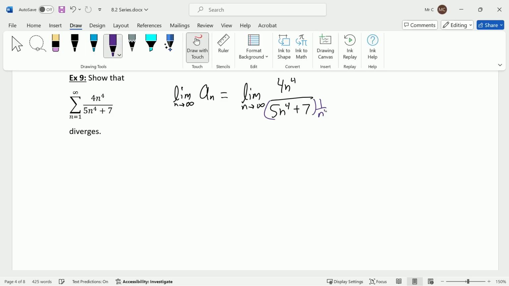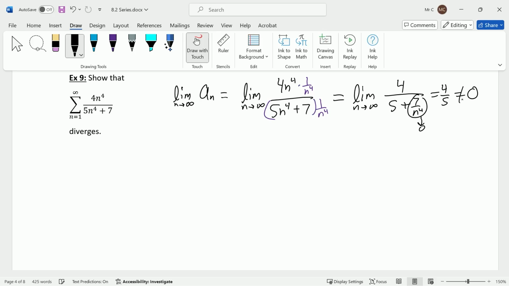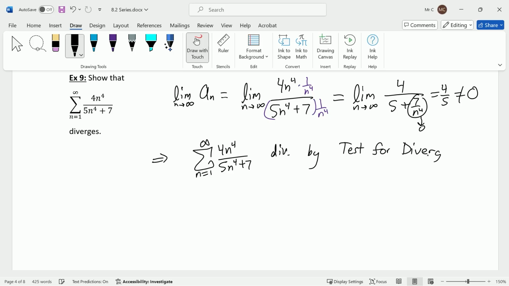I multiply by 1 over n to the 4th, top and bottom. This gives me the limit as n goes to infinity of 4 over 5 plus 7 over n to the 4th. This term goes to 0, and this equals 4/5, which is not 0. That implies the series from n equals 1 to infinity of 4n to the 4th over 5n to the 4th plus 7 diverges by the test for divergence. Okay, that's it for that one.